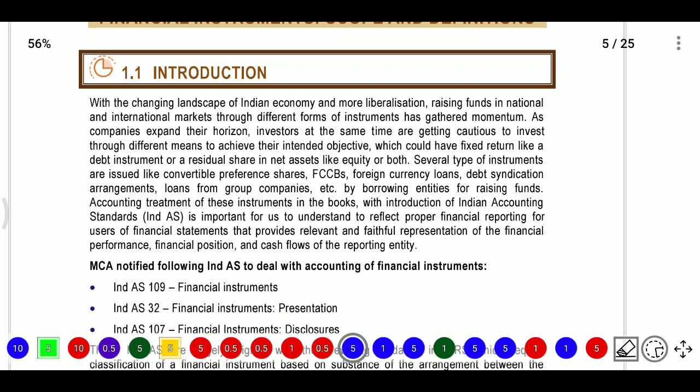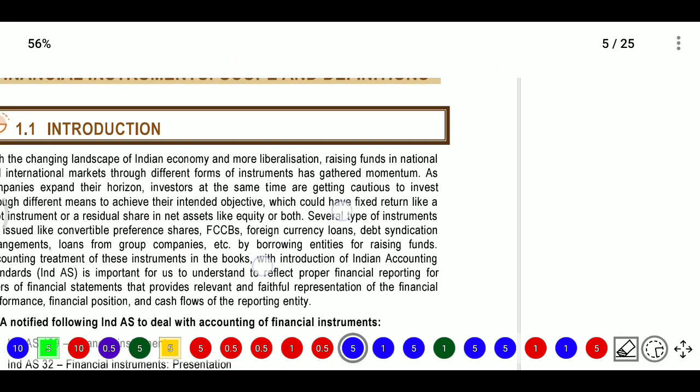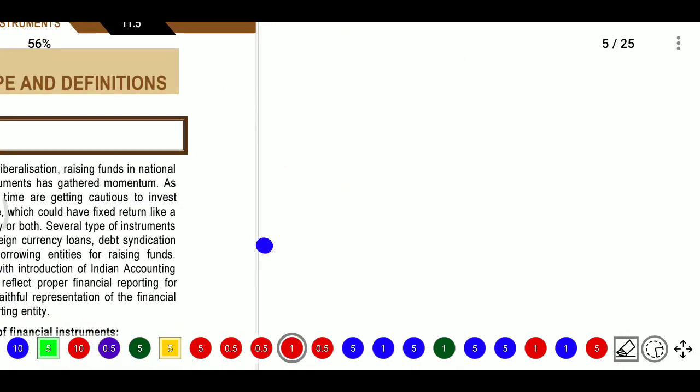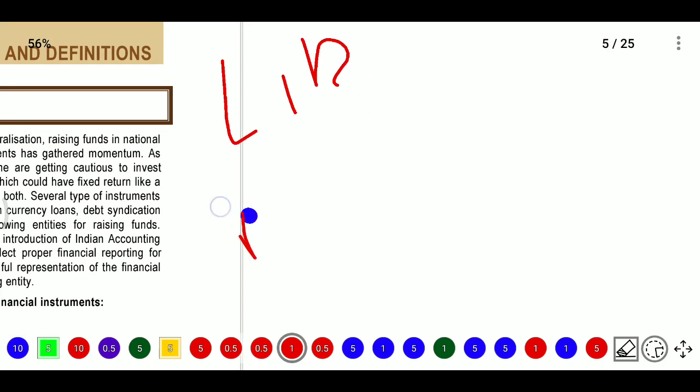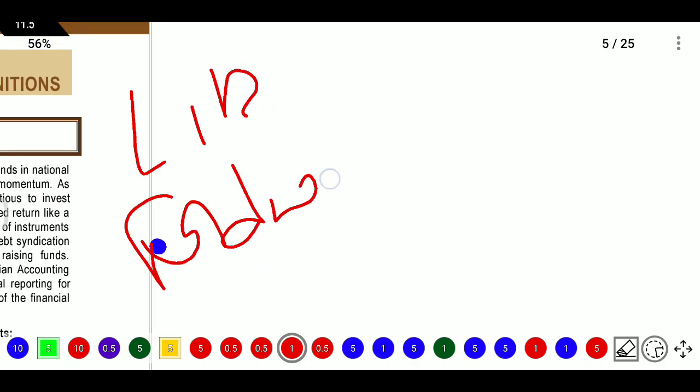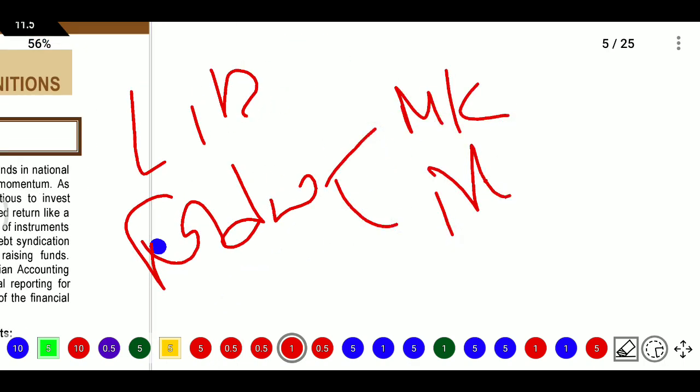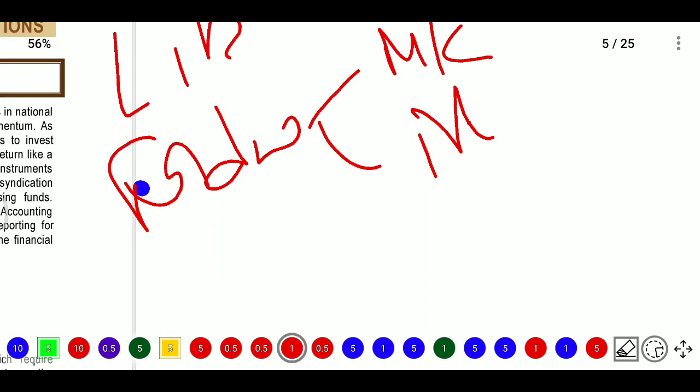Here the landscape will be the Indian economy. In the Indian economy more liberalization will be there, so more funding will be raised internationally. Funds are raised from different markets, including international markets, and in different forms we are raising the money. So companies are always expanding their investor base and their options.